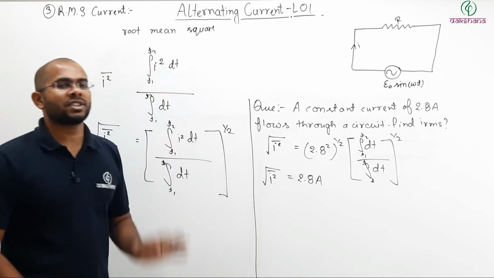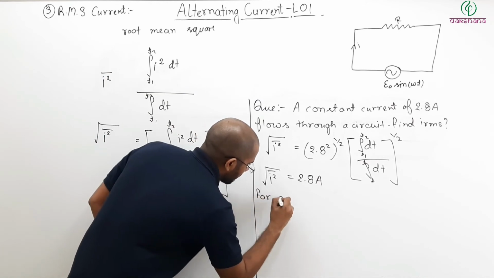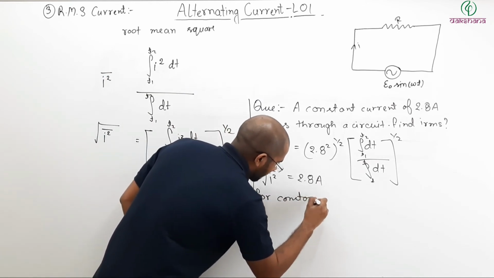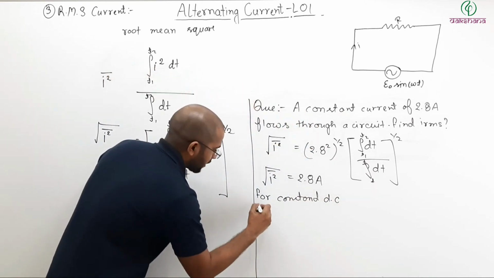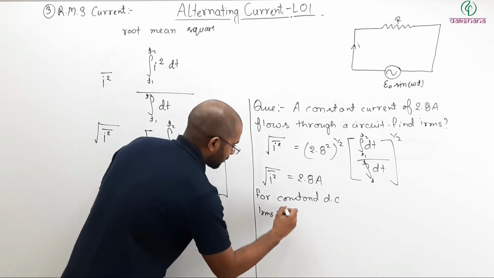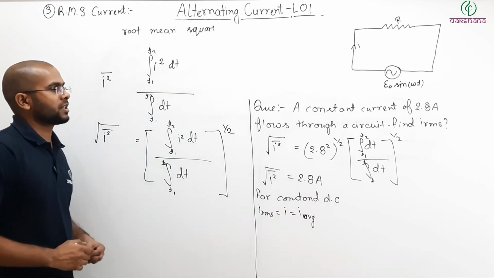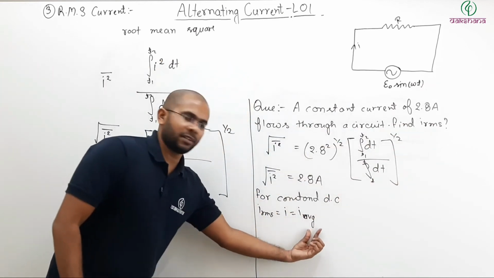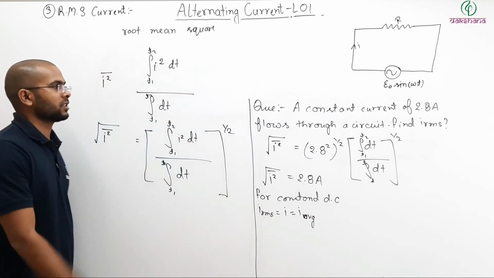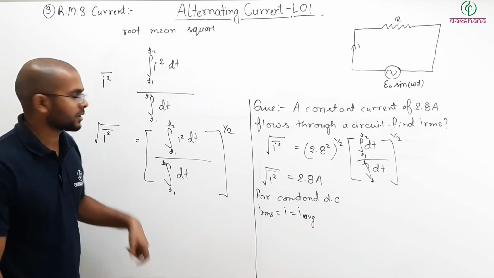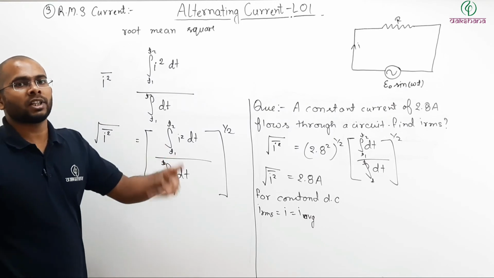So in case of a constant DC current, here you can write: for constant DC, IRMS equals I equals I average. So if you have a constant DC current like this, I average, current, IRMS, all three values are the same. They are not changing. Pause the video, note it down. Then we will discuss further how we can use this formula on sinusoidal AC.